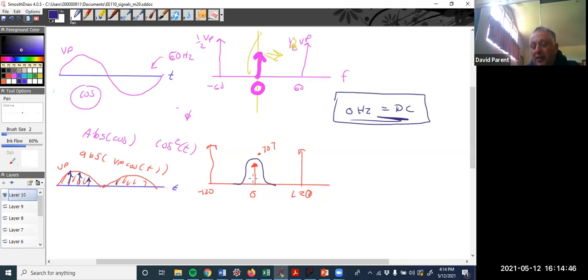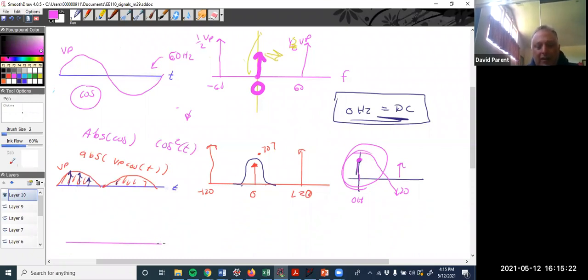Now, be careful. It might look like I did a bandpass filter here, right? But this is symmetric. It's really a low pass filter. So there's my 0 hertz and there's my 120. I want a low pass to get that.